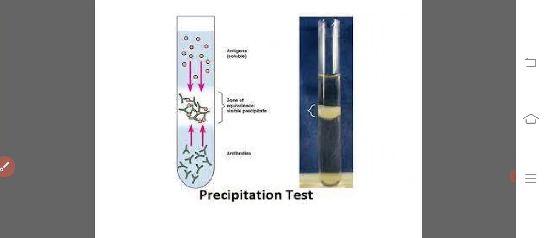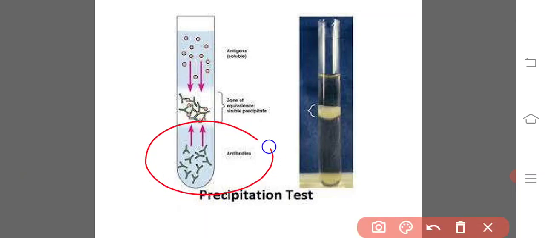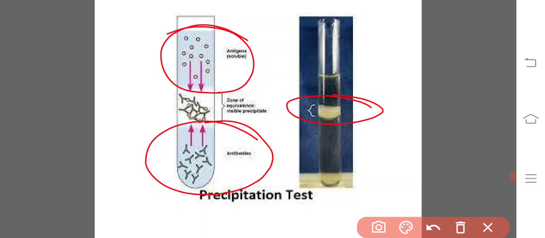This is the precipitation test or ring test. It can be done by taking a small test tube containing antisera and place a layer of antigen above it. Here it is antisera and we have placed the layer of antigen above it. Then the antigen antibody diffusion occurs inside the tube and forms visible precipitate in the shape of the ring at the intermediate zone of both of them. That is nothing but the equivalence zone.